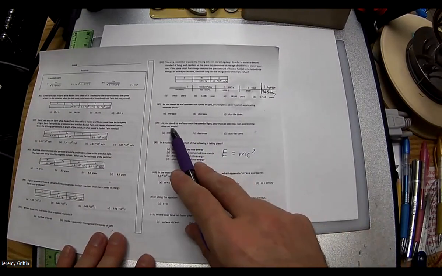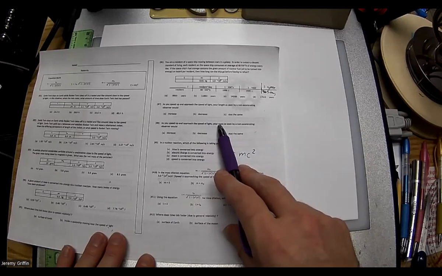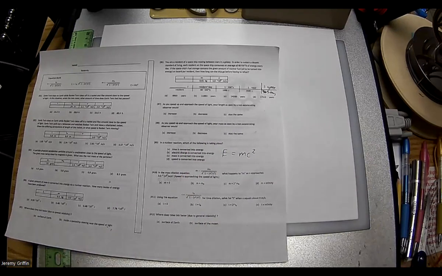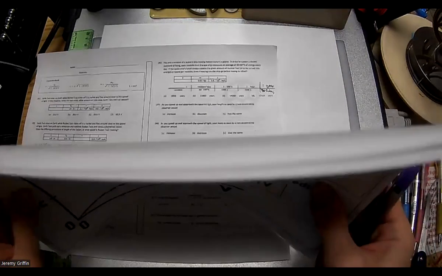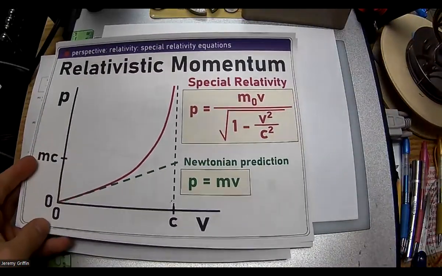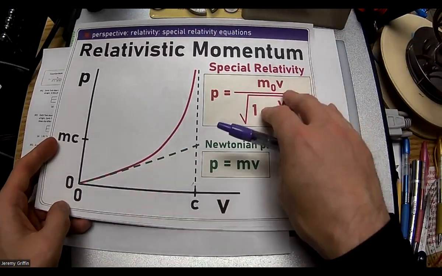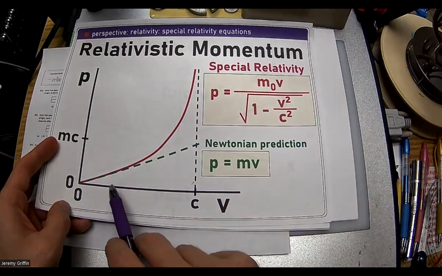Number 8. As you speed up and approach the speed of light, your mass is seen by a non-accelerating observer to increase. Or I've been trying to say momentum. Some textbooks say mass and momentum; I've been trying to switch over to momentum. It's the same idea. Here's the equation version, and here's the graph version. They both tell the same story, just different points of view.